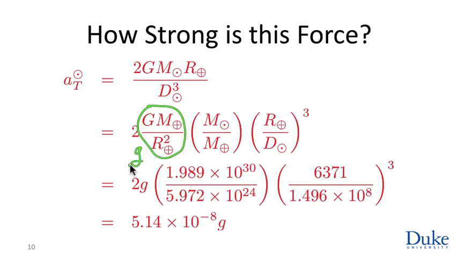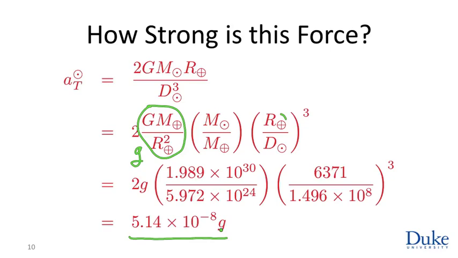Notice I have an acceleration that is known. This is our friend g. These are dimensionless factors, so I'm relating an acceleration to an acceleration. And plugging in the ratio of the sun's mass to the Earth's and the cube of the ratio of the Earth's radius to the distance to the sun, I find that the tidal acceleration due to the sun is very small. It's 5 parts in 100 million, the acceleration of gravity. So no, it is not about to rip the Earth apart.